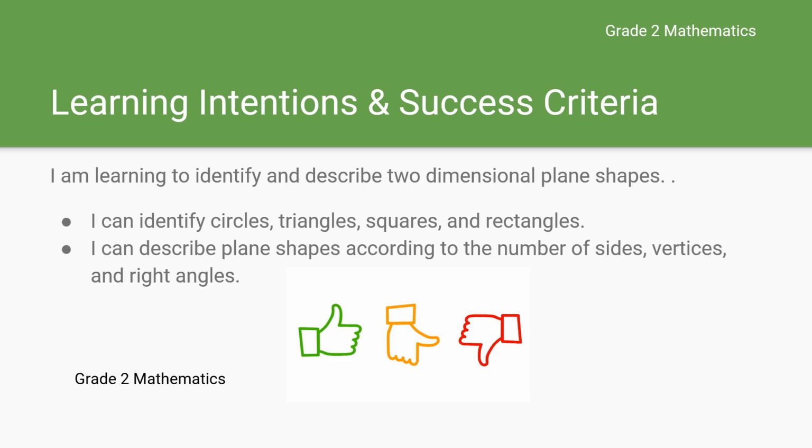How did you do today working towards our learning goals? As I read each success criteria for today, use your thumb to reflect on where you are in your understanding. Give a thumbs up if you feel like you got it, a thumbs in the middle if you're still practicing, or a thumbs down if you need some help from a grown-up. All right, I can identify circles, triangles, squares, and rectangles. How did you do? Thumbs up? I got it. Thumb sideways, I need some practice. Or thumbs down, I need some help.